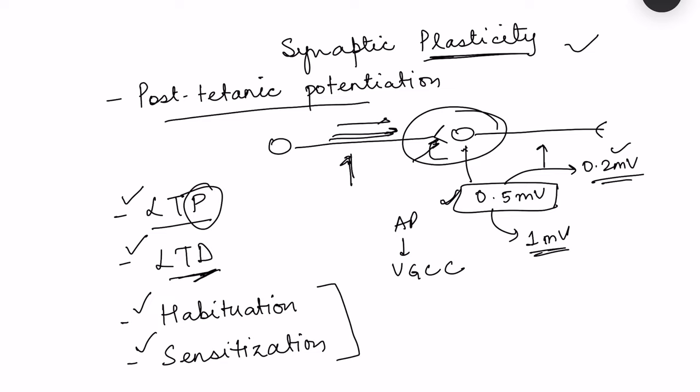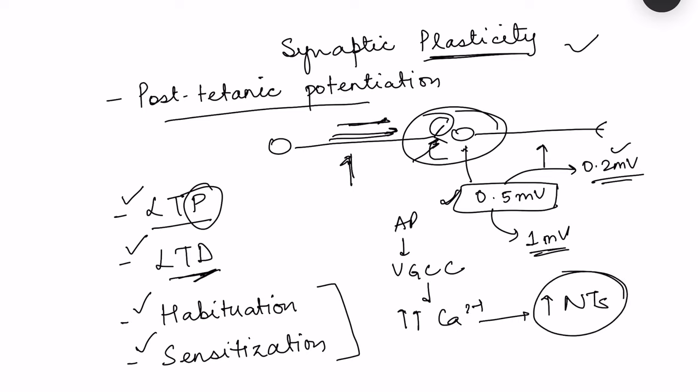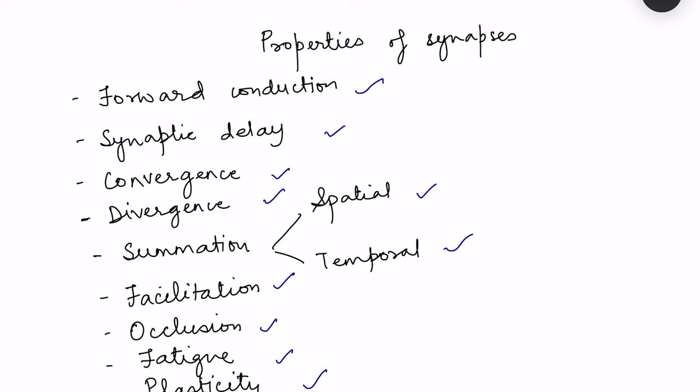Now, if this repeated train of action potentials is coming, what will happen? More and more calcium is going to enter into the presynaptic terminal, and because of this increased calcium influx, there will be increased release of the neurotransmitters, and that is going to increase the amount of the EPSP change which is happening on the postsynaptic neuron. And mostly I'm talking about EPSP here, but remember, it depends on what type of synapse it is. So anyway, increased neurotransmitter release means more neurotransmitters will act on their receptors, and hence the potential change will be more. So that was about synaptic plasticity. For other mechanisms, please watch my other videos. So these were all the properties of the synapse.